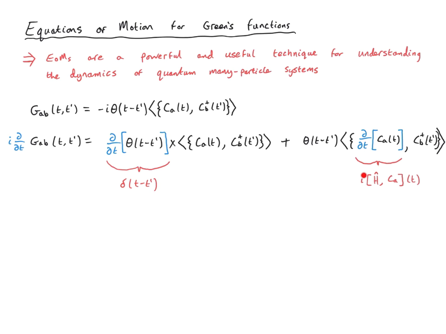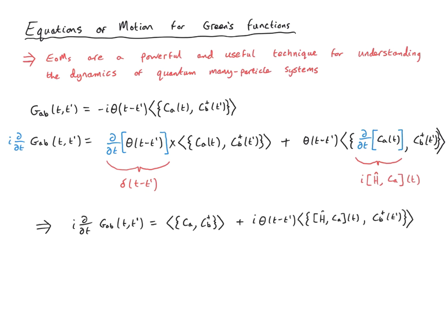And the result of this whole commutator is then evaluated at time t. And as usual, I'm setting h bar to 1 in all of these calculations. So we then use these relations to write the following. And this is basically the equation of motion that we're after.